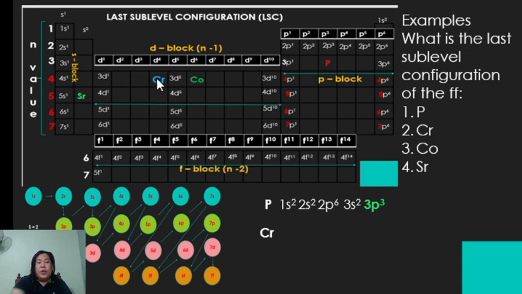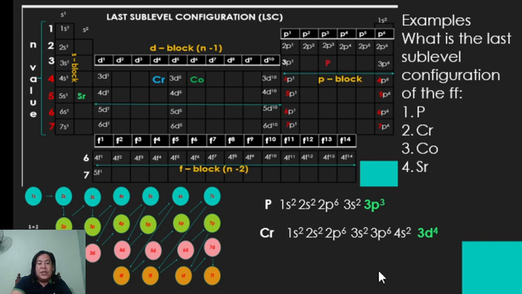Next, chromium. Chromium belongs to the D block family. So, asan ng chromium ito? So, nandun siya sa part ng 4th period. Dahil nasa D block, 4 minus 1 is 3. So 3D1, 3D2, 3D3, 3D4. So the last sublevel configuration is 3D4. So up to this part. So lahat ng dinaanan bago pumunta kay 3D4 completely filled. So madali na maglagay ng electron configuration.